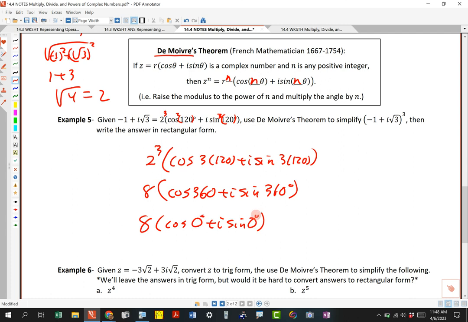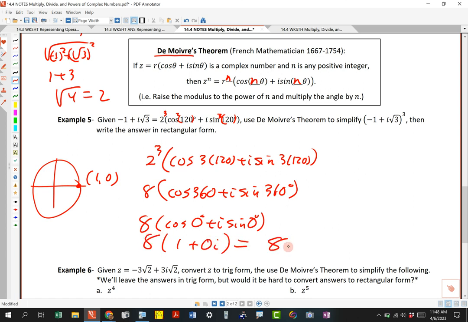If you need to visualize it on the unit circle, 0 degrees is right here, and the coordinates 1, 0. So Jack, what's the cosine of 0? 1. And Angela, what's the sine of 0? 0. So if I multiply here, I end up with 8 plus 0i. So I end up with 8. And isn't that a heck of a lot easier than what we did in the warm-up? It's so much faster. It is.